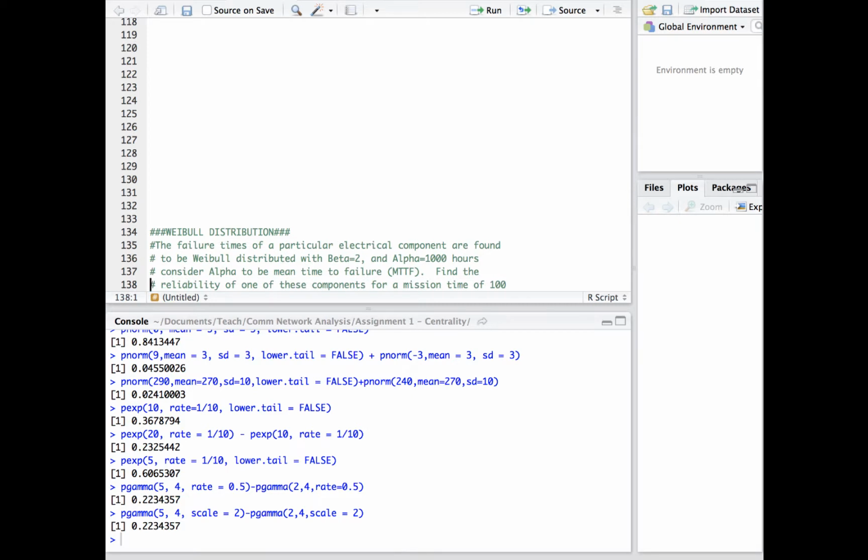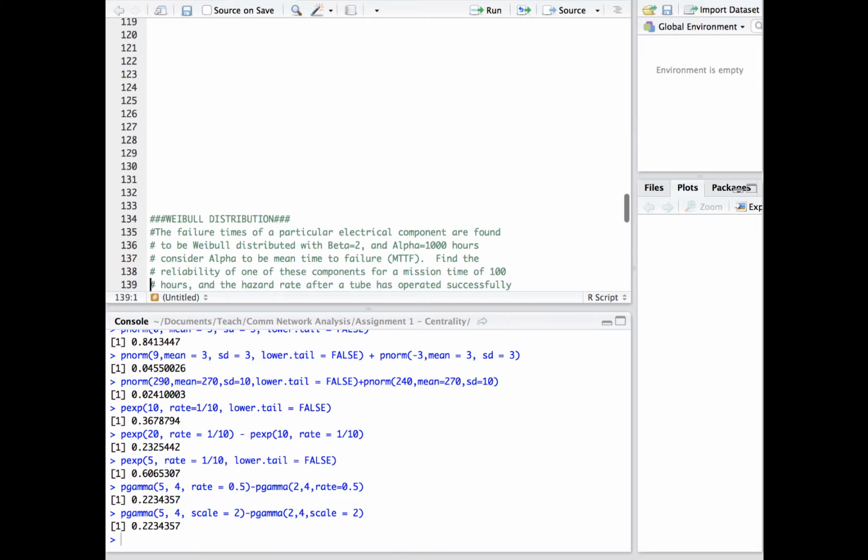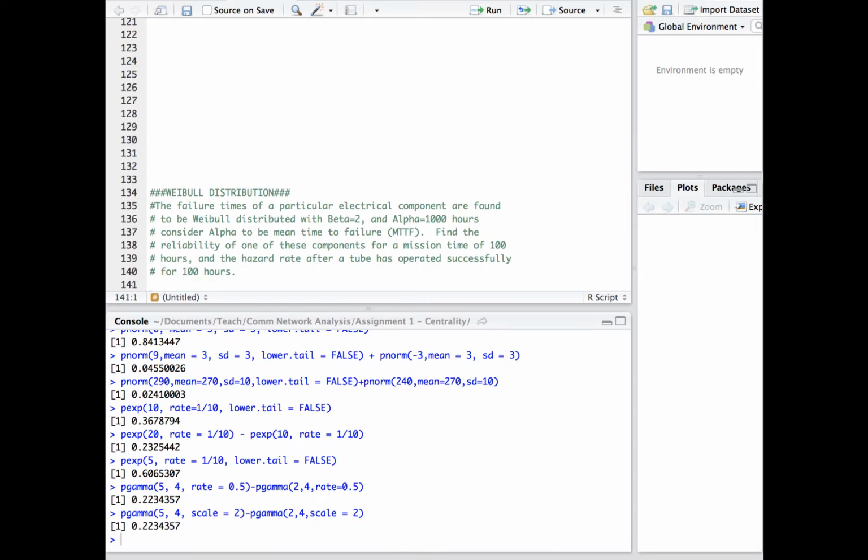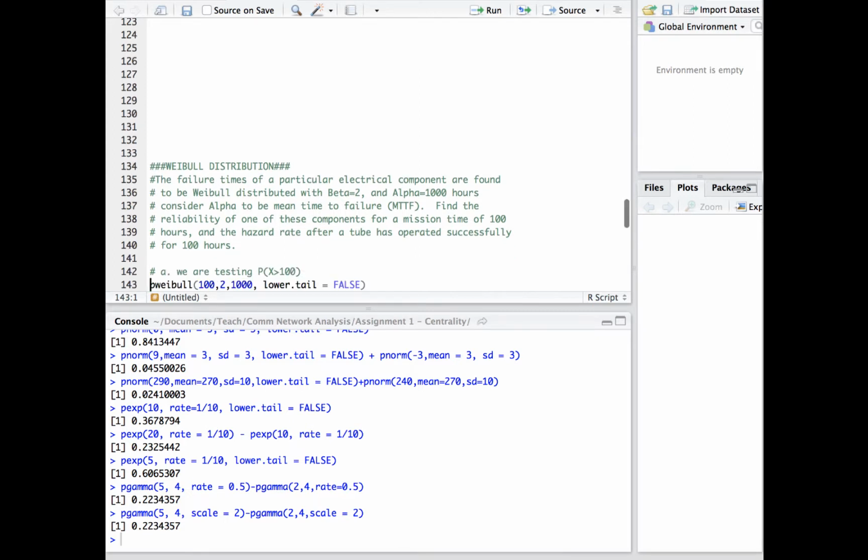And so the question is, find the reliability of one of these components for a mission time of 100 hours, and then the second part of the question is, find the hazard rate after the tube has operated successfully for 100 hours. So for the first part of the problem, what do you think the command is going to be? Just think about it for a minute. Well, if you answered pweibull, you would be correct.